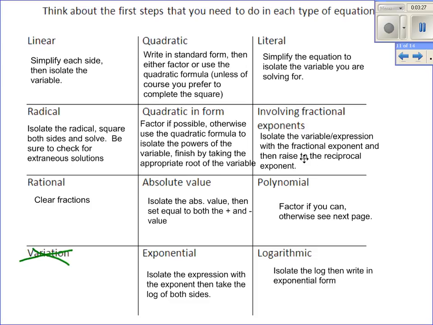The fractional exponents, try to isolate the variable expression with the fractional exponent and raise to the reciprocal exponent. So the expression's to the power of 2/3. If we raise both sides of the equation to the power of 3/2, that will undo it.